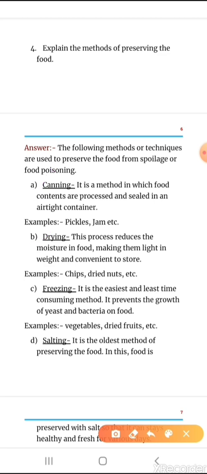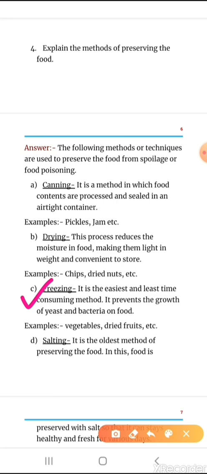Canning. In the canning method, we put the processed food in a sealed airtight container, like pickles and jams. You must have seen the pickles, they are stored in airtight containers. Jams are also put in airtight containers. Second, drying. Drying means reducing the moisture of the food and making it weightless, like chips, dry nuts, etc.